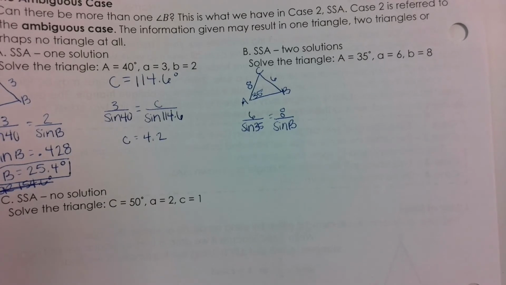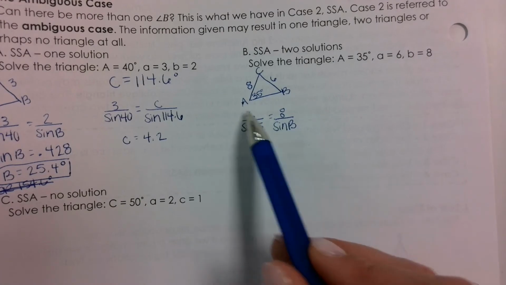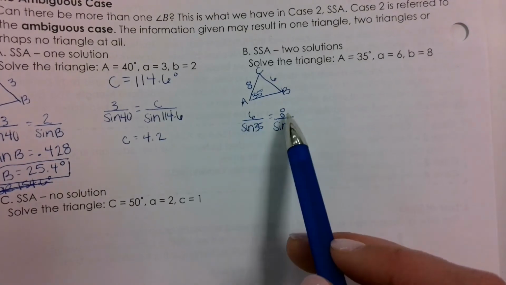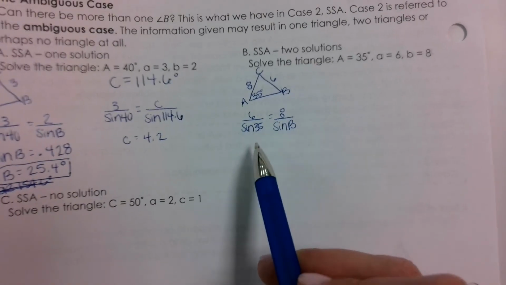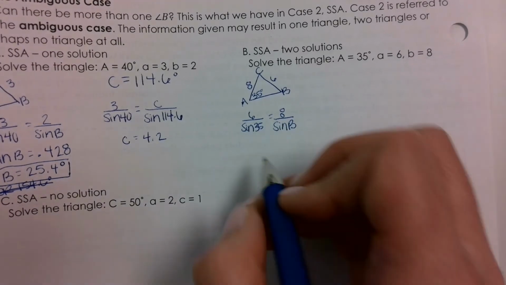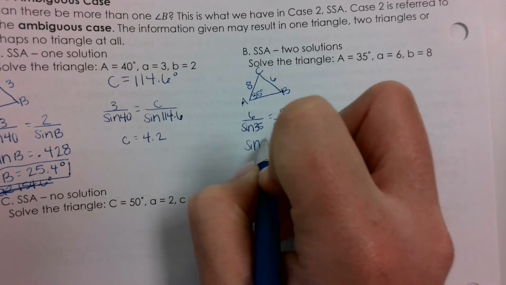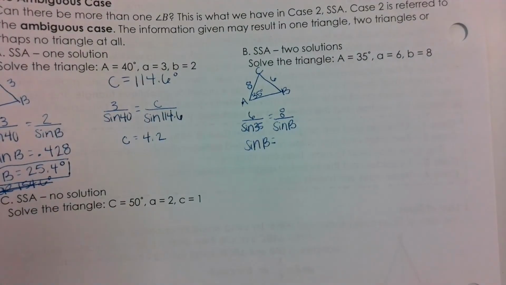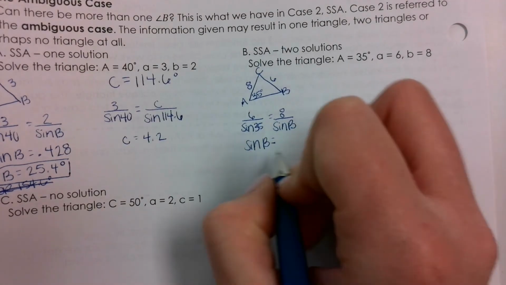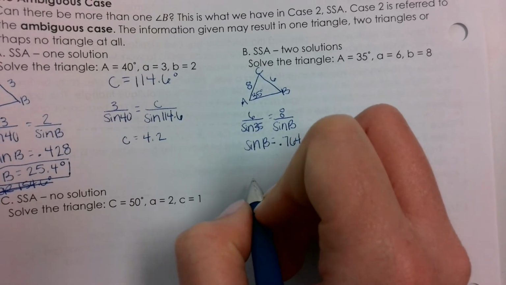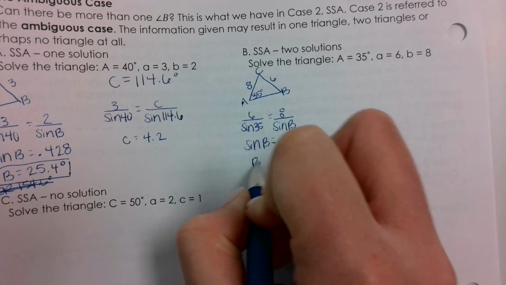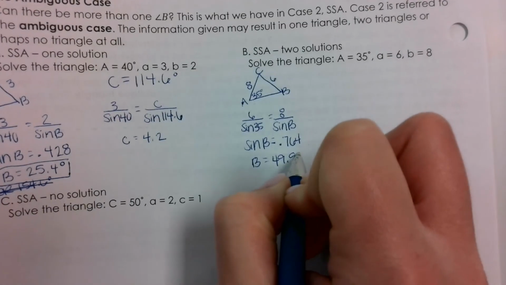Just like we did last time, you could cross multiply, so sine of B times 6, and then 8 times sine of 35, and you'll have to divide by 6. So in your calculator, you're typing 8 times sine of 35 divided by 6, and that should give you what sine of B is. And what do we get there? 0.76. And so then when you do inverse sine, what do you get? 49.9 degrees.